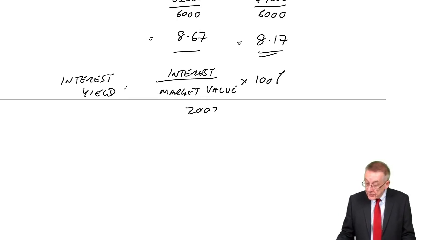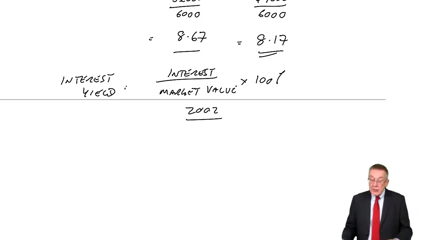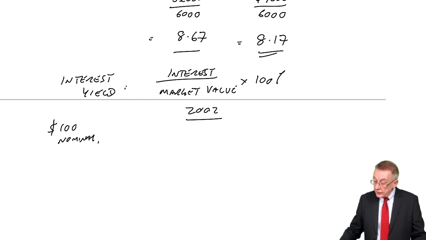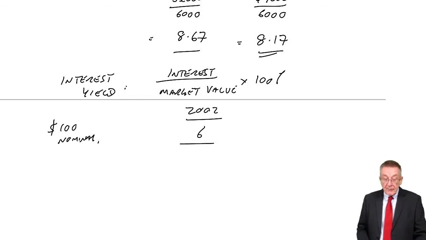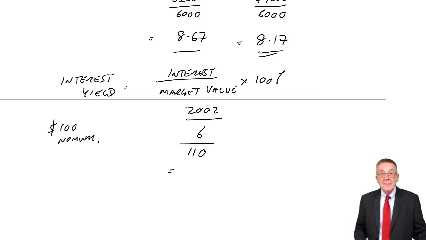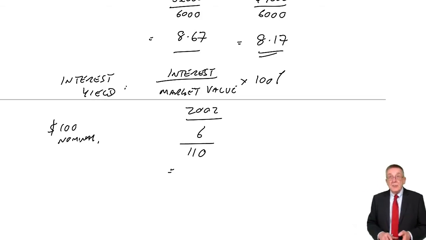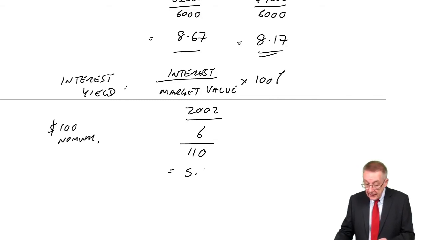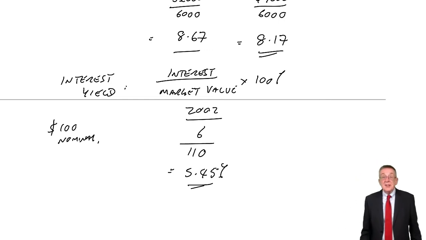So here in the 2 years, in 2002, the interest on $100 nominal, the interest is the coupon rate from the statement of financial position, $6. On the market value, 2002, the market value is 110. And so anybody thinking of buying these debentures on the stock exchange would be getting a return year by year of 5.45%. And that's what they'll look at in deciding whether it's worth investing. Is that more or less than the percentage they could get elsewhere?